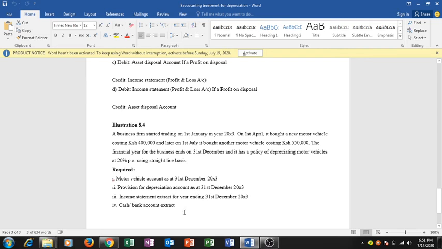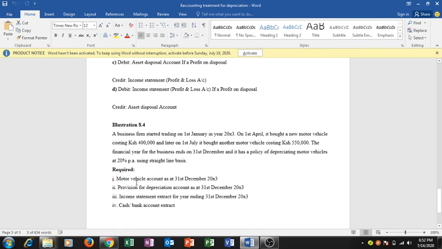So this is pretty simple. What you are supposed to realize here is that we did not have any disposal, because we are not told whether the asset or one of the assets or any asset was sold. We don't have a case of damage, we don't have a case of scrap. So in all this case, it's acquisition.